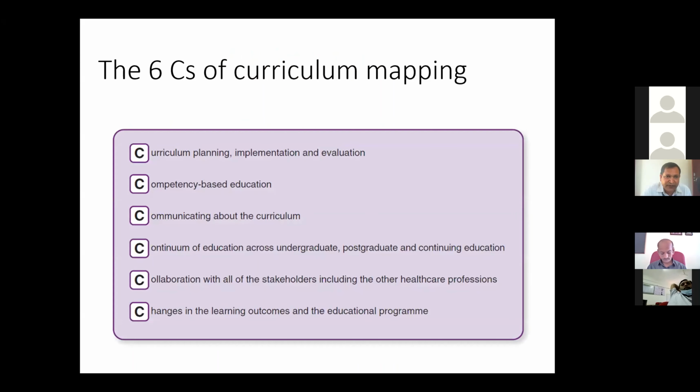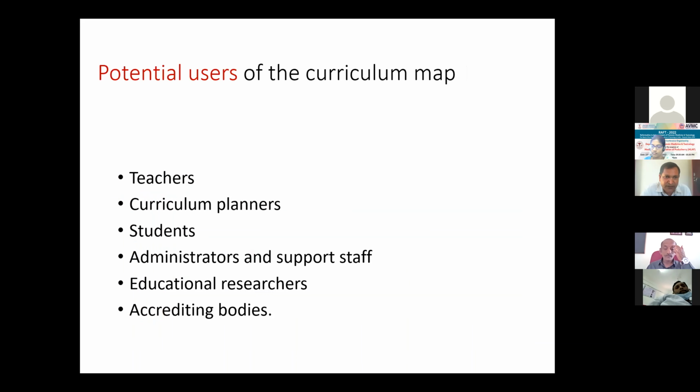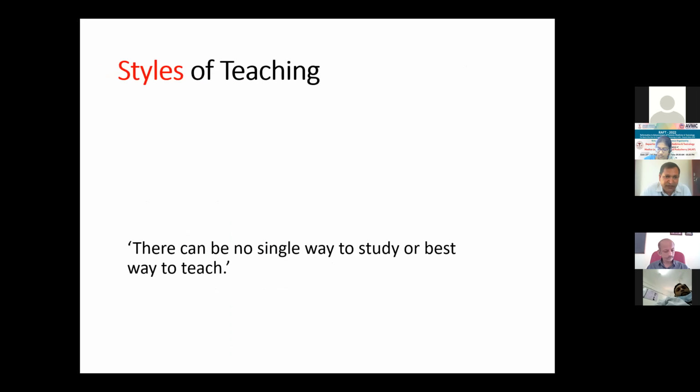For curriculum mapping, there are six uses: curriculum planning, implementation and evaluation, competency-based education, communicating about the curriculum, the continuum of education across undergraduate, postgraduate and continuing education, collaboration with all the stakeholders, and changes in the learning outcomes and the educational programs. The potential users of the curriculum are mostly teachers, students, administrators, and accrediting bodies.